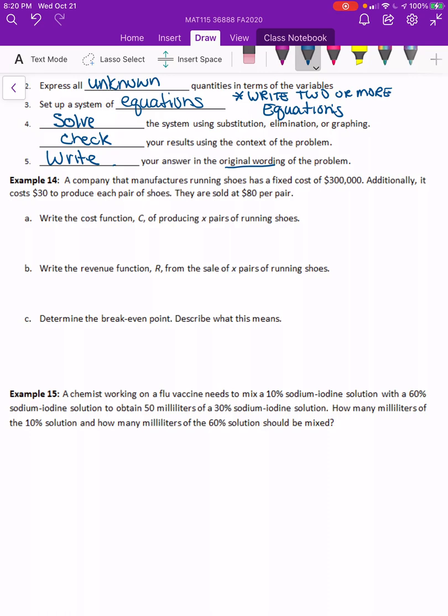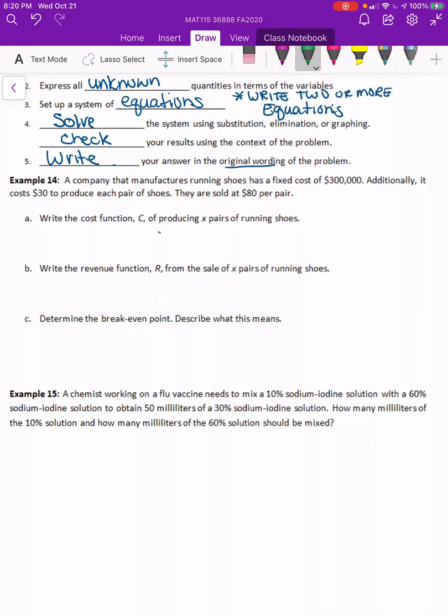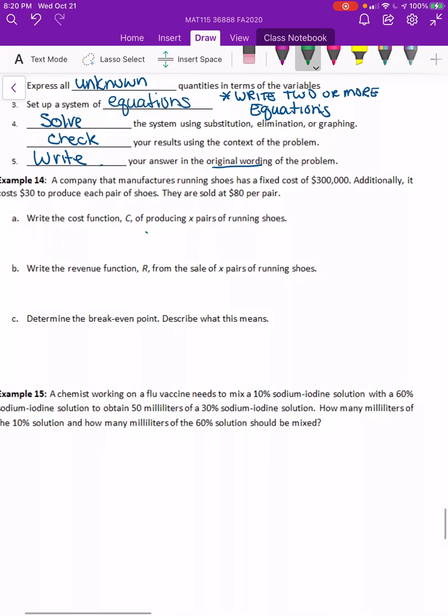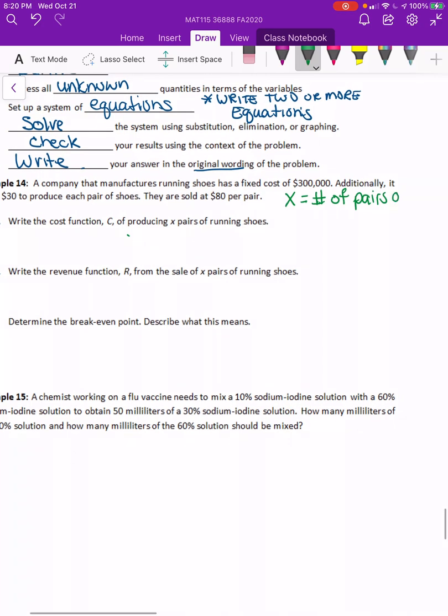So they're giving us a little bit of help with this problem because they're telling us what the two equations are that we need to write. The first part says that we want to write the cost function of producing x pairs of running shoes. So remember, when we set up application problems, take a minute to write what the variables represent. So x stands for the number of pairs of shoes.